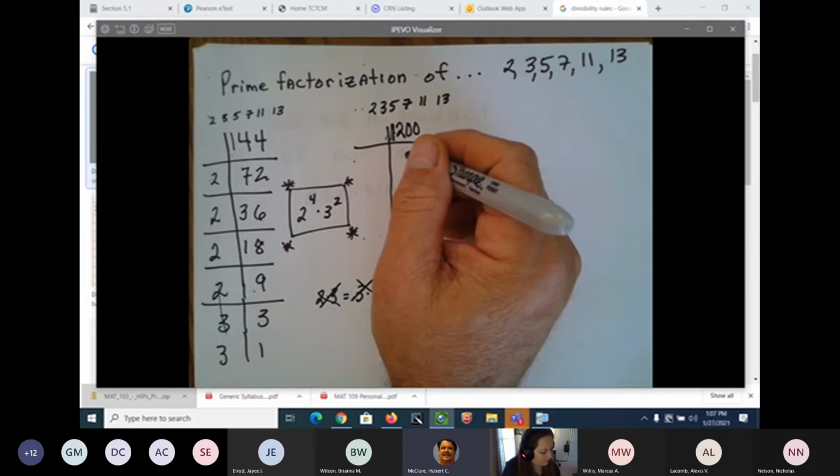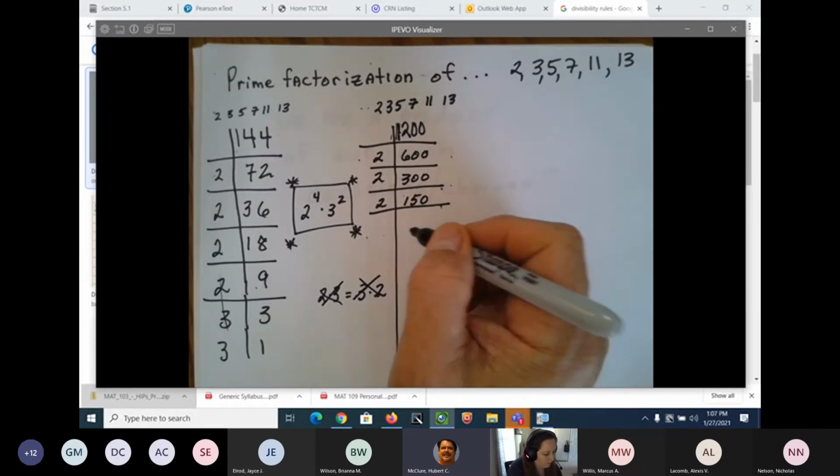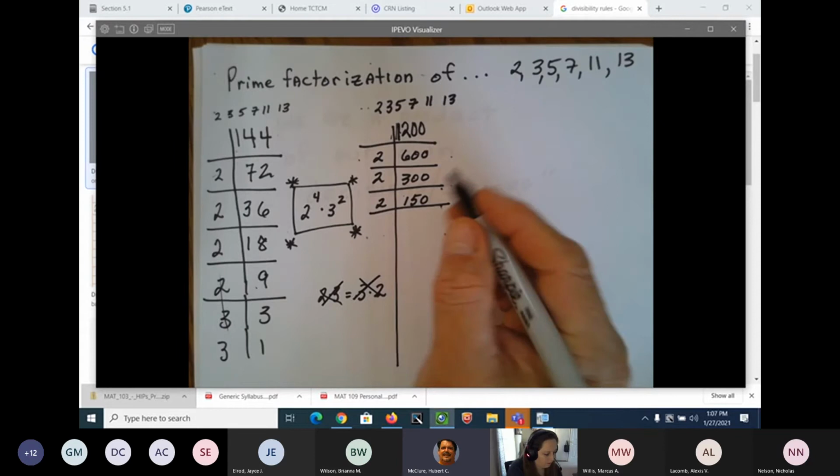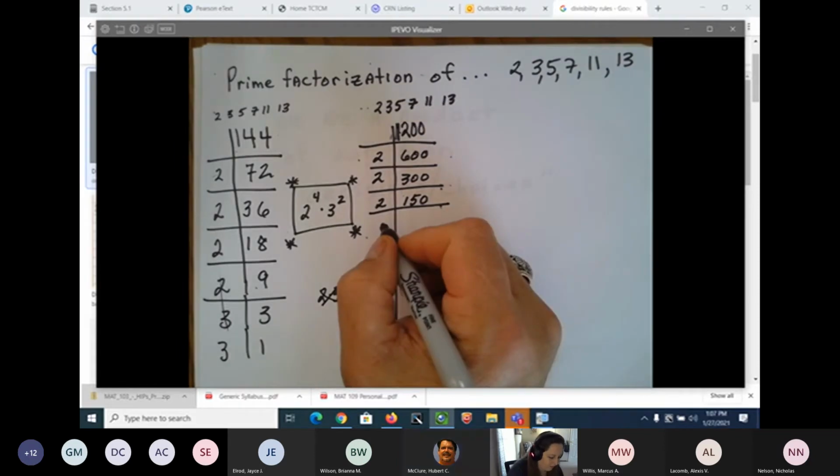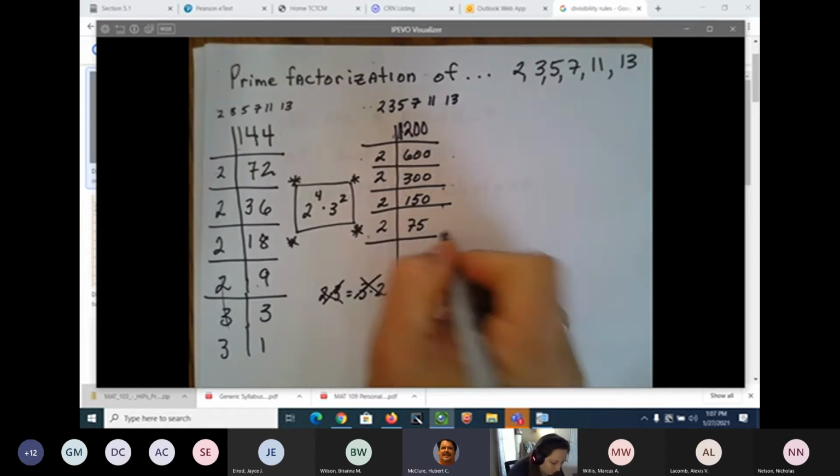2 will go into 1,200 600 times. 2 will go into 600 300 times. 2 will go into 300 150 times. Change gears. Actually, you don't have to, because you could start with 5, or you could start with 3, or you could stay with 2. What's half of 150? 75. So half of 150 is 75.